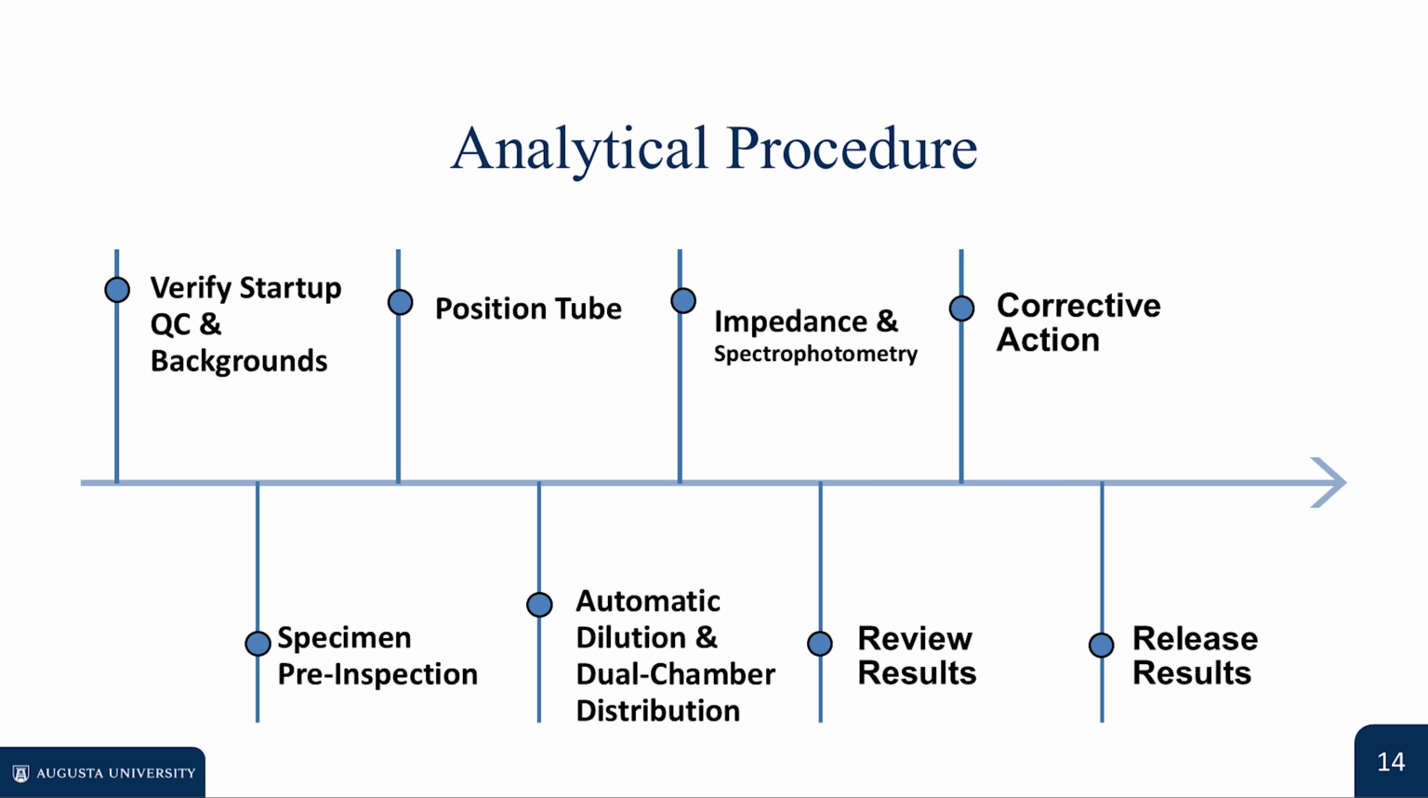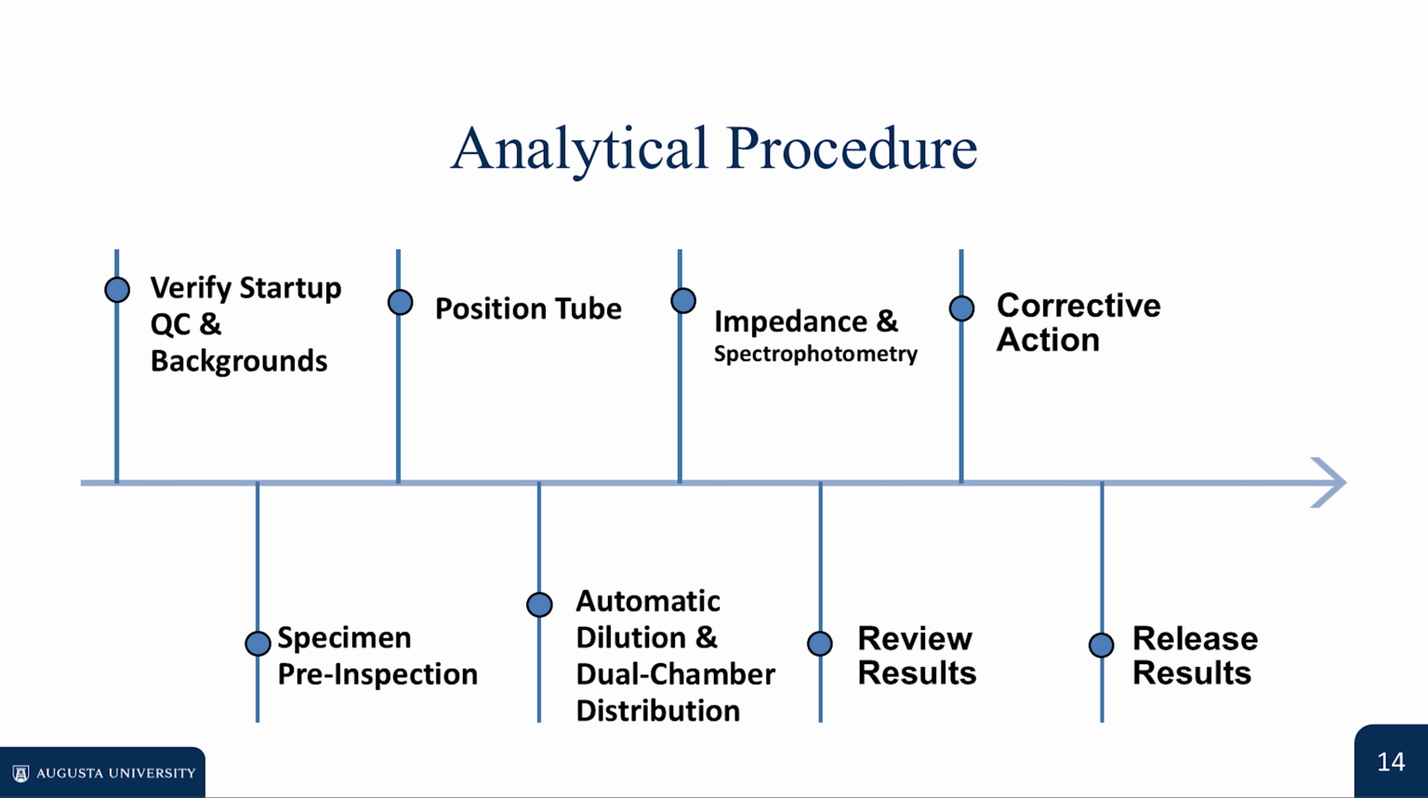Next, the pre-analytical specimen inspection requires inverting the EDTA tube 8 to 10 times and gently sweeping 2 wooden applicator sticks through the sample to confirm the absence of fibrin clots. After presenting the specimen for automated aspiration, the analyzer performs internal dilution, dual-chamber partitioning, impedance counting, and 525 nanometer spectrophotometry.